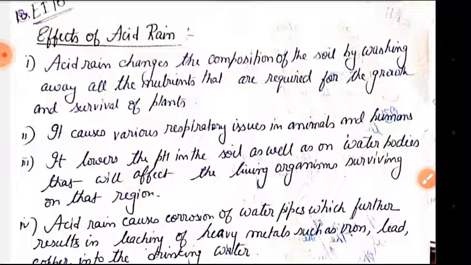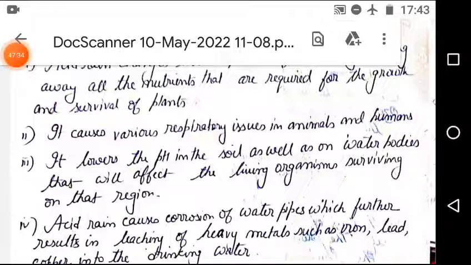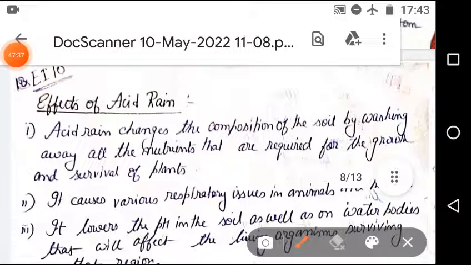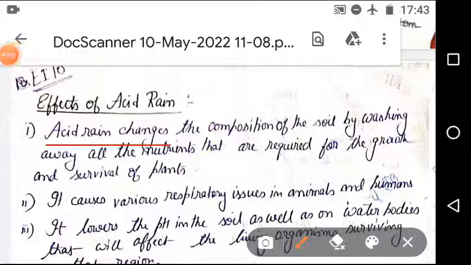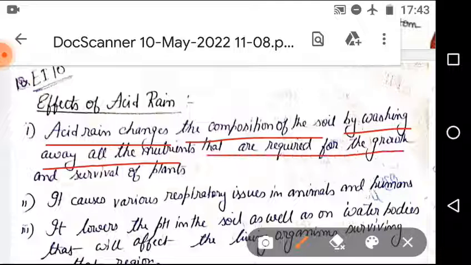Well, acid rain changes the composition of the soil, because the soil is made up of various ions, minerals and chemicals. When acid interacts with these ions, it changes the composition of the soil by washing away all the nutrients that are required for the growth and survival of the plants.